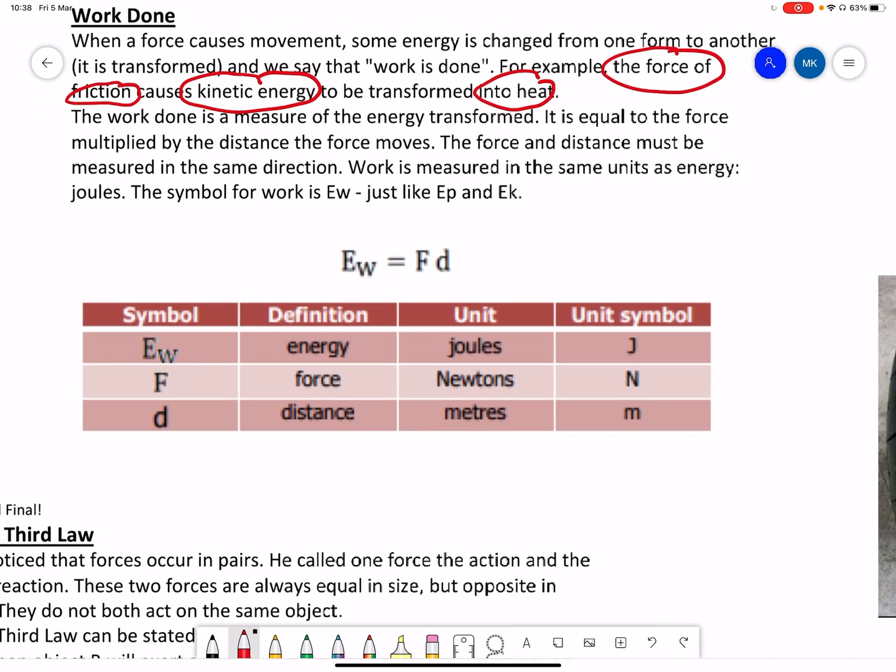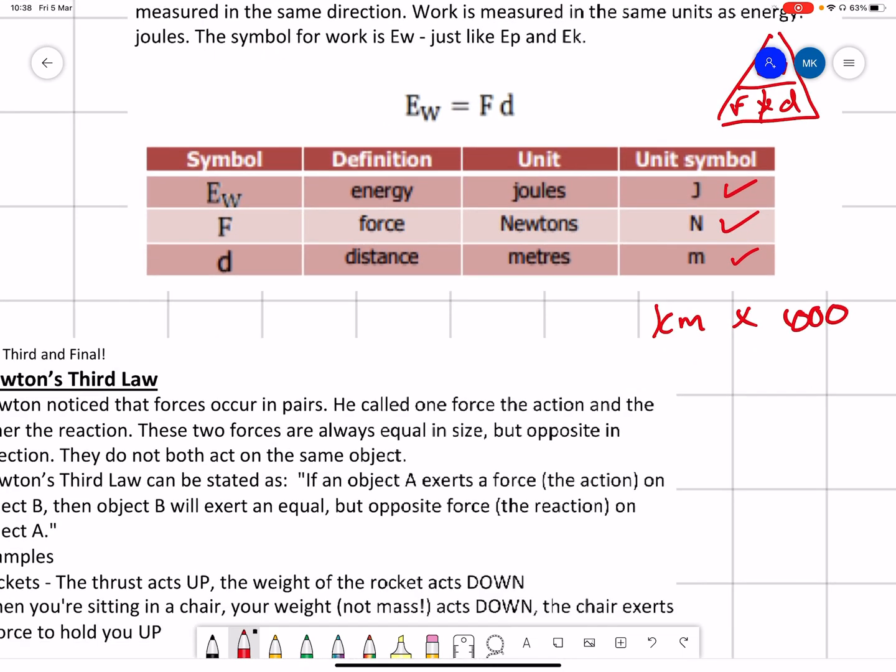And the equation E = W, the work done, equals force times the distance, always in meters. Remember, if it gives you kilometers, you times by 1,000. Force in newtons, and energy or work done, E, energy is always in joules.